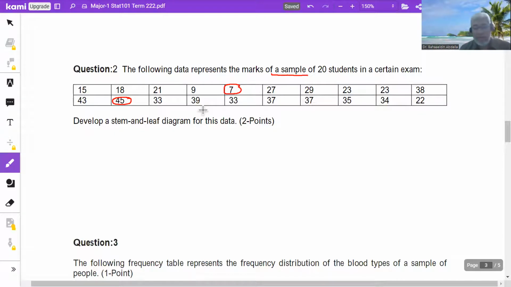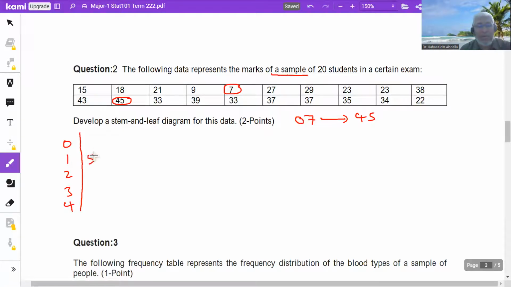So I immediately determine that I have data from 7 to 45. I'll take the stem to be the left number, which is 4. Here I can write it 0, 7. Okay. So the stems are from 0 to 4. So this is 0, 1, 2, 3, 4. These are the stems.